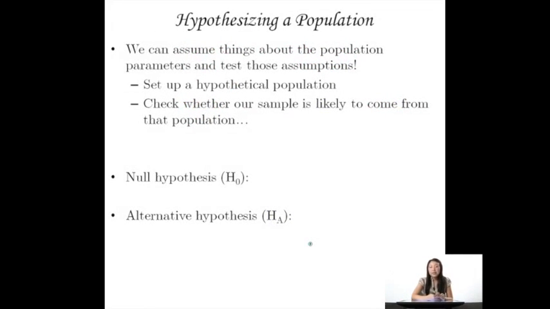All right. So now that we know why we need hypothesis testing, how do we hypothesize a population? How do we make up a population? Do we have to make up all the individual members of the population? Well, here's the thing. We could assume some things about population parameters and then test those assumptions. We don't actually have to simulate every single member of the population. We could just make some assumptions about parameters. So in order to set up a hypothetical population, you set up a parameter. For instance, you say mu is equal to something. That's how you set up a population. Then check whether our sample is likely to have come from such a population.